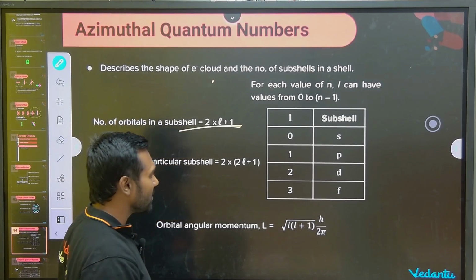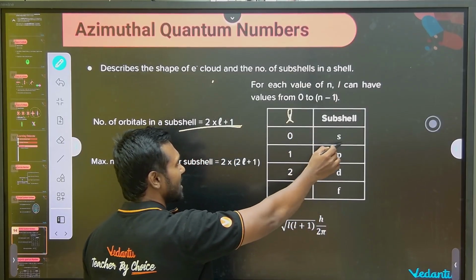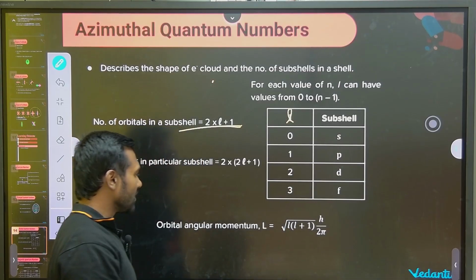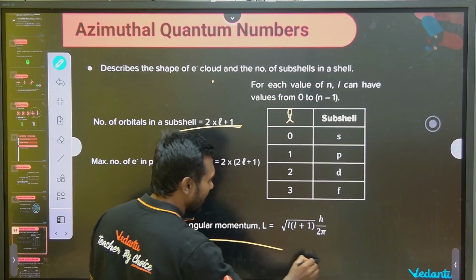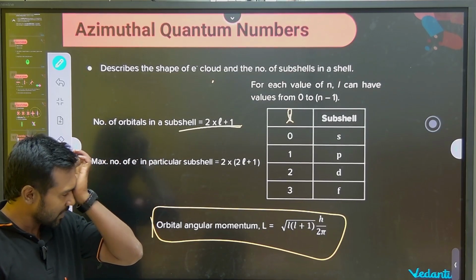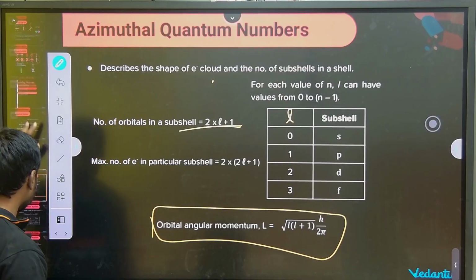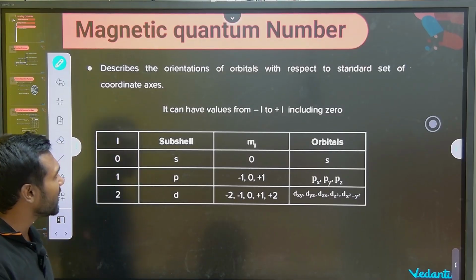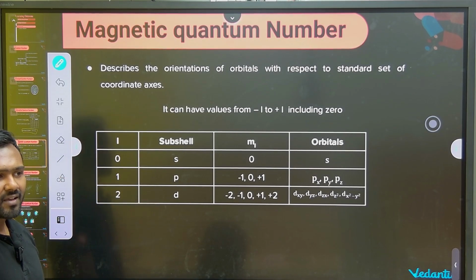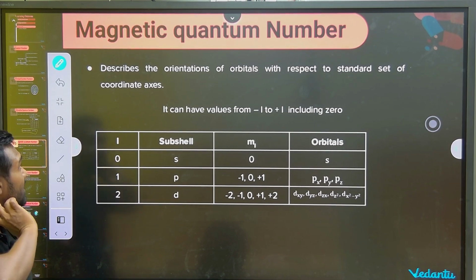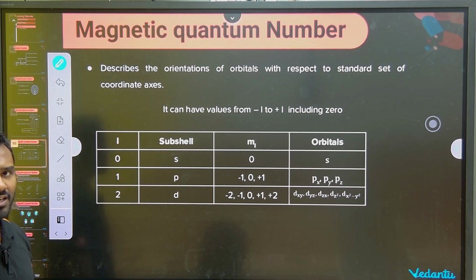So L values you have to remember. L value for s orbital is 0, for p orbital 1, for d orbital 2, and for f orbital 3. The orbital angular momentum formula is under root L into L plus 1 times h by 2 pi. Next is the magnetic quantum number, represented with m, and its values range from minus L to 0 to plus L, that is, minus L to plus L including 0.